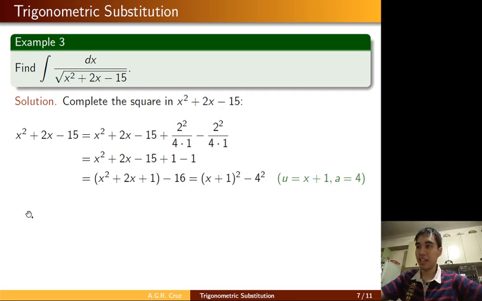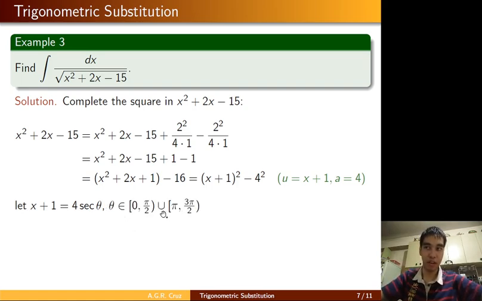And in this case, what will we let x plus 1 be? Your integrand is of the form u squared minus a squared, so variable squared minus constant squared. What's our trigonometric function? It should be secant. So our x plus 1 is now equal to a times the secant of theta, in this case 4 secant theta, where your theta belongs to either quadrant 1 or quadrant 3.